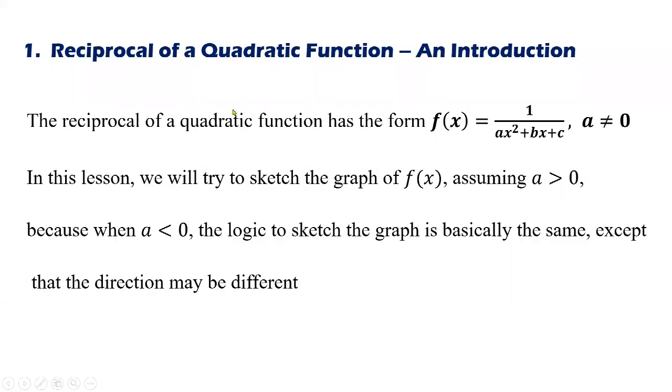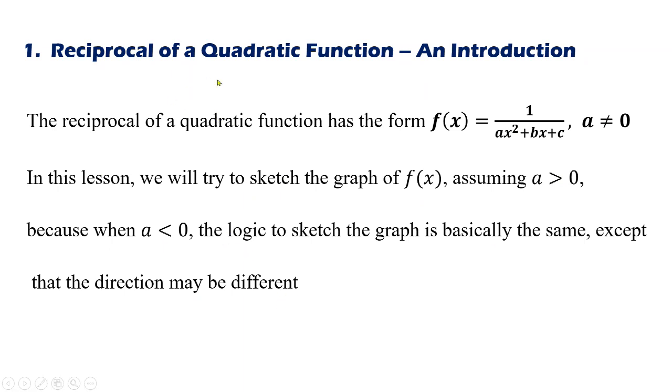Okay, first of all, let's have a look at the introduction of the reciprocal of a quadratic function. The reciprocal of a quadratic function has the form f(x) equals 1 over ax squared plus bx plus c, where a is not 0. In this lesson, we'll sketch the graph of f(x), assuming a is greater than 0, because when a is less than 0, the logic to sketch the graph is basically the same, except that the direction may be different.